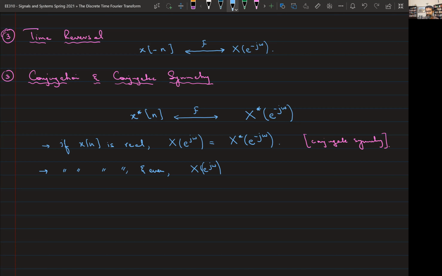If x of n is real and even, what can I say about the Fourier domain? What will it be?